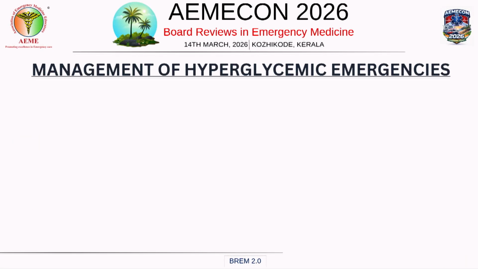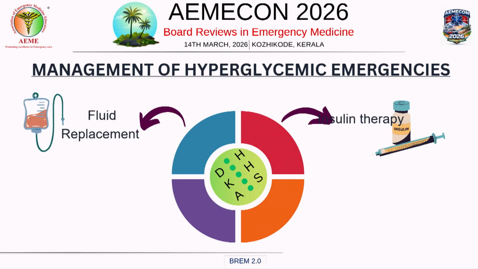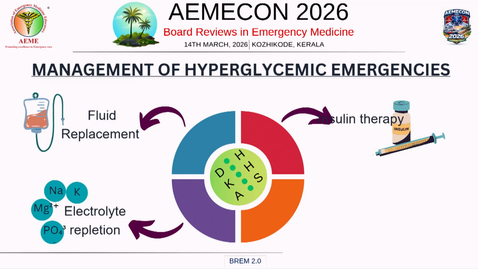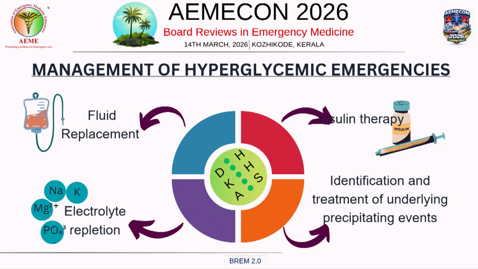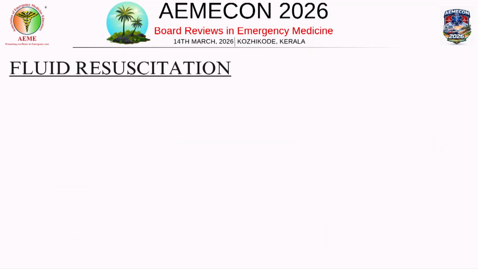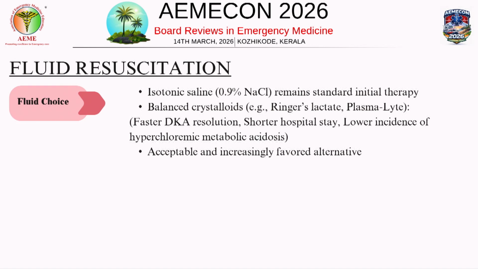Now coming to the management of hyperglycemic emergencies. 4 pillars: fluid replacement, insulin therapy, electrolyte depletion, and identification and treatment of underlying precipitating events. So first, fluid resuscitation. What to give, how to give it. So isotonic saline remains the standard initial therapy, but the recent ADA guidelines show that balanced crystalloids, that is RL or Plasma-Lyte, are an acceptable and increasingly favored alternative because there is faster DKA resolution, shorter hospital stay, as well as lower incidence of hyperchloremic metabolic acidosis.